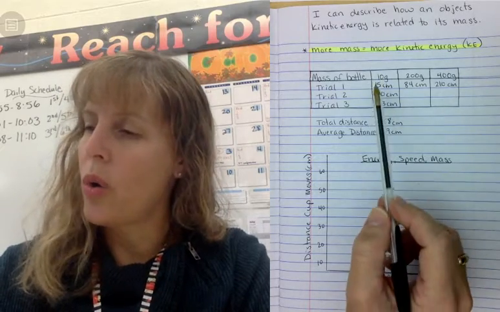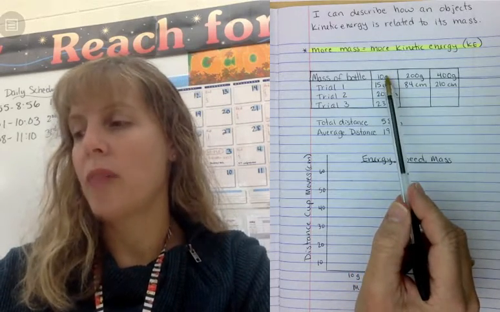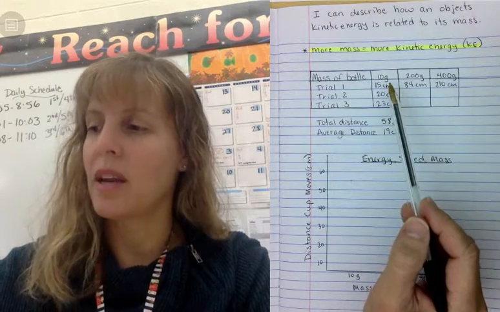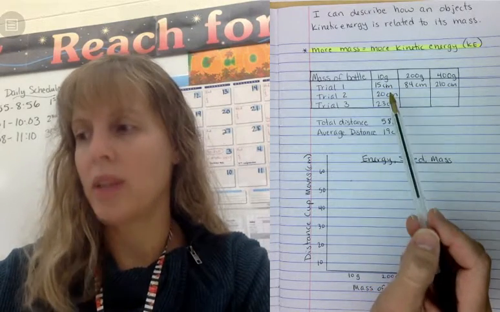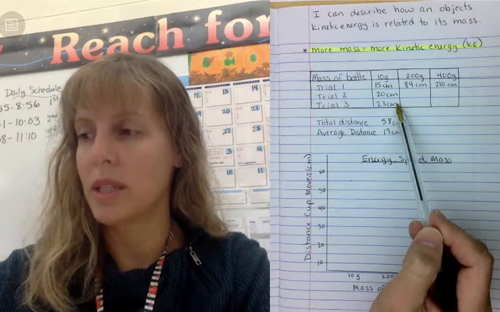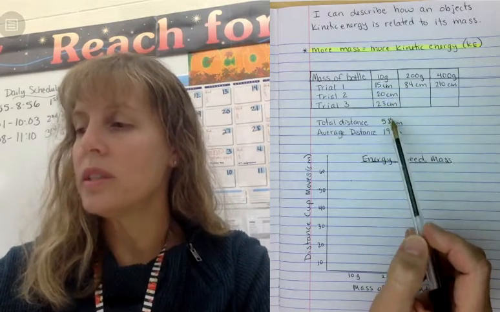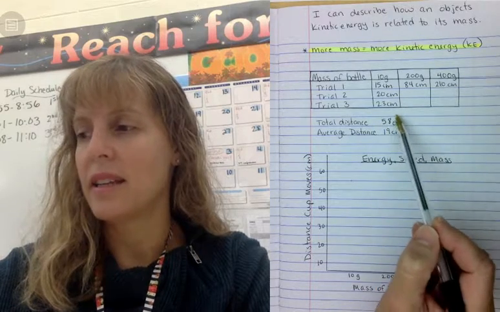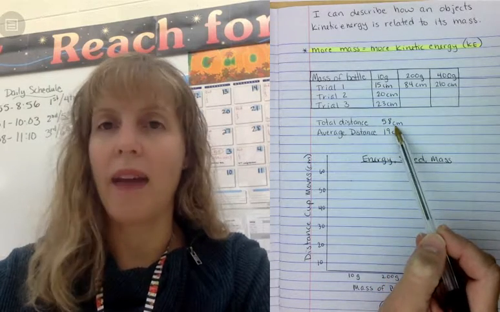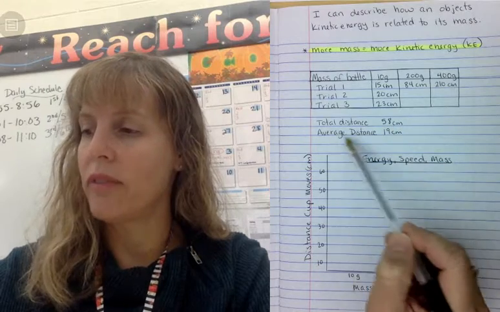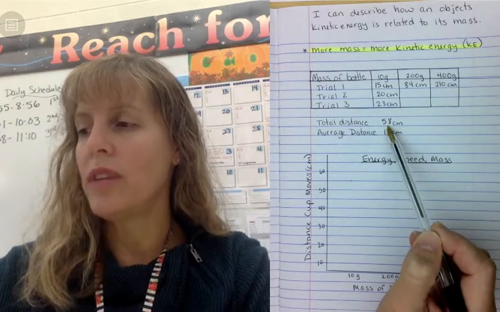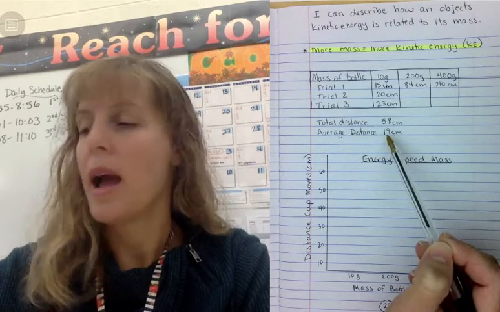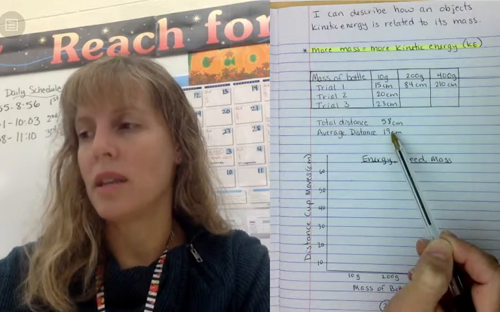So we're going to take a bottle that's 10 grams, roll it down a ramp, and see how far it pushes a cup. The first try it will be 15 centimeters, the second try it will be 20 centimeters, and the third try it will be 23 centimeters. The total distance that the cup travels then is 58 centimeters. So we want to take the average of that, right, to get an average distance. So you do 58 divided by 3, and I just rounded. It was 19.33333, so I just rounded to 19 centimeters.